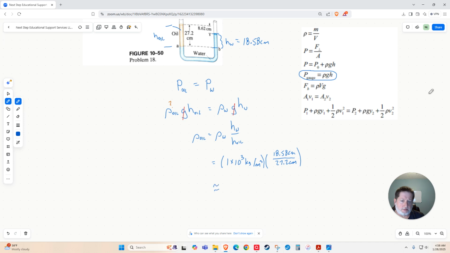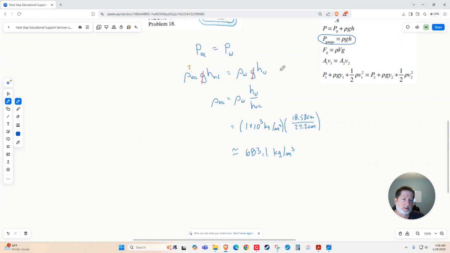When you punch those numbers in, my calculator is telling me 683.1-ish. And again, that's kilograms per cubic meter. That is in the realm of what the mental math told us, so that's a reasonable number.